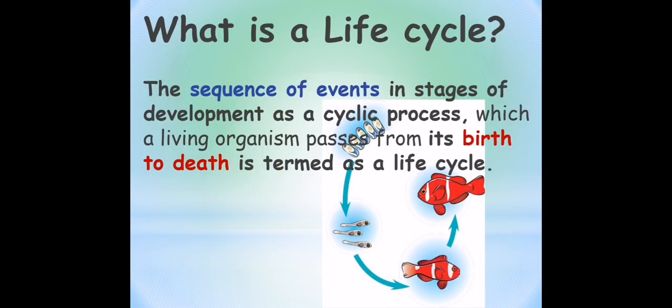First of all, we should know what a life cycle is. The sequence of events in stages of development, as a cyclic process which a living organism passes through from its birth to death, is termed a life cycle. A series of stages passed by an organism from its birth to death, that is a life cycle.